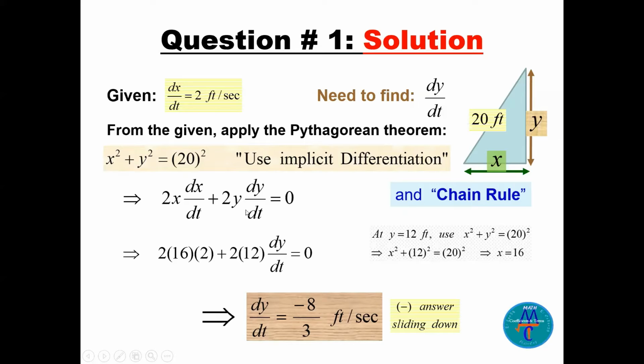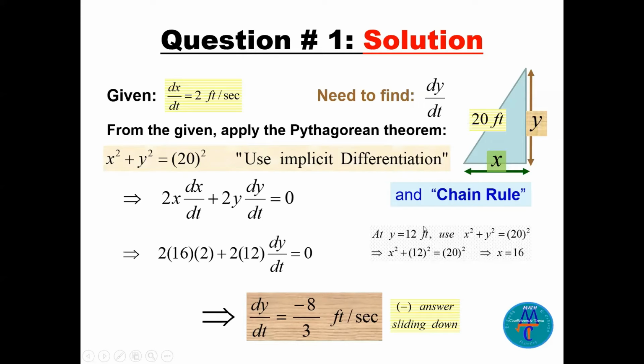And here, find the derivative using implicit differentiation. 2x dx over dt plus 2y times dy over dt is equal to 0, the derivative here. And then we have to find at y is equal to 12. So this is y equals 12.